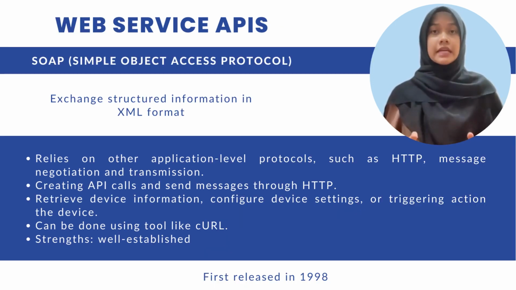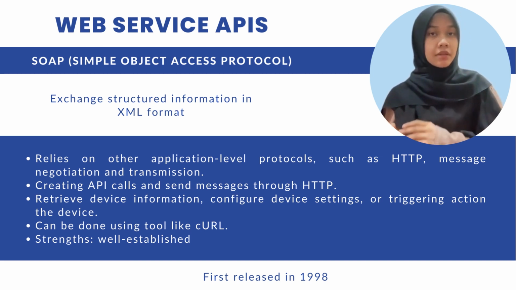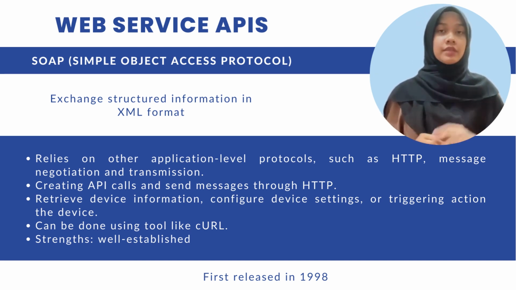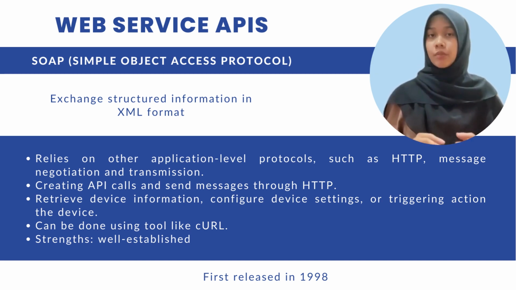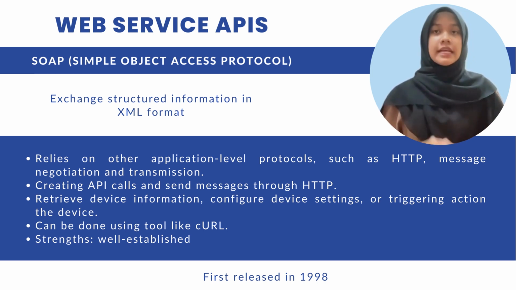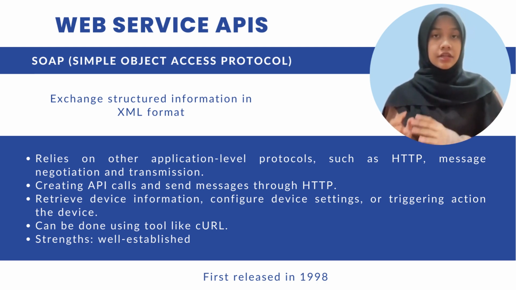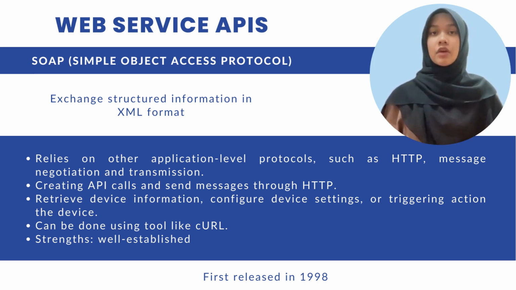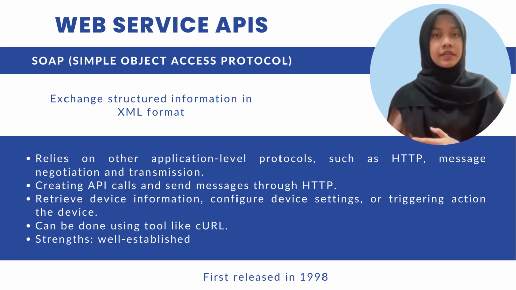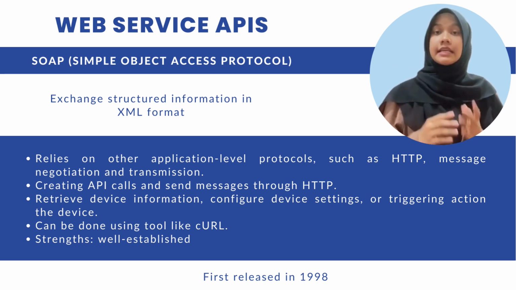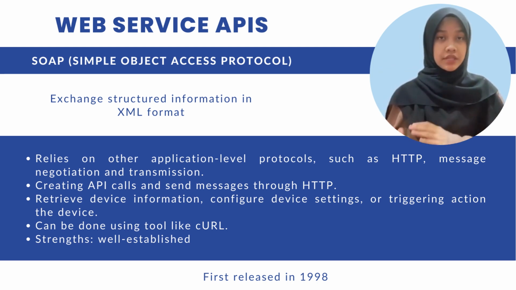There are many different types of web service APIs available for network automation, each with its own set of capabilities and features. Some common APIs used in network automation include SOAP, Simple Object Access Protocol. It's a protocol for exchanging structured information in the implementation of web services in computer networks. It uses XML as its message format and relies on other application-level protocols such as HTTP for message negotiation and transmission.